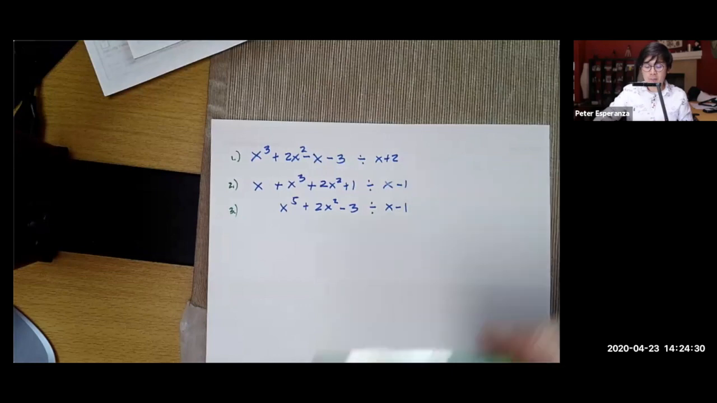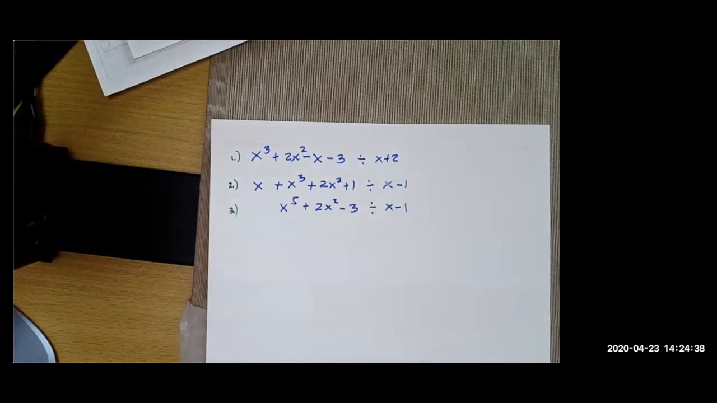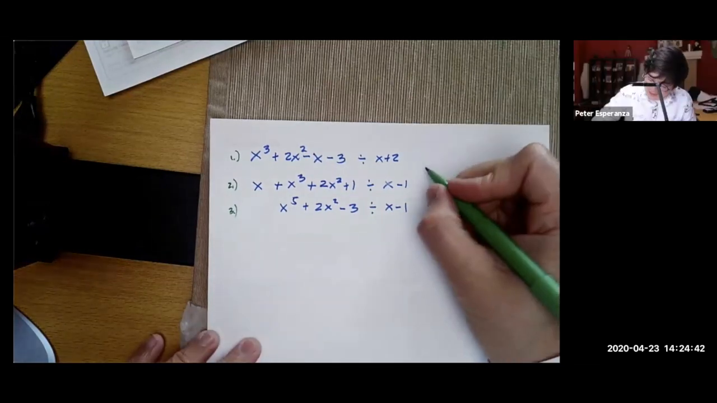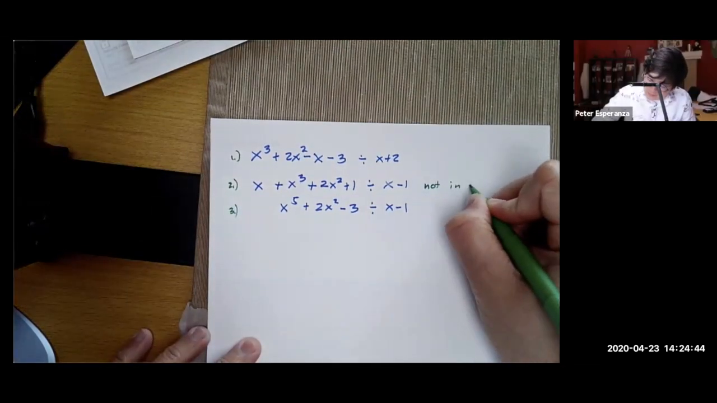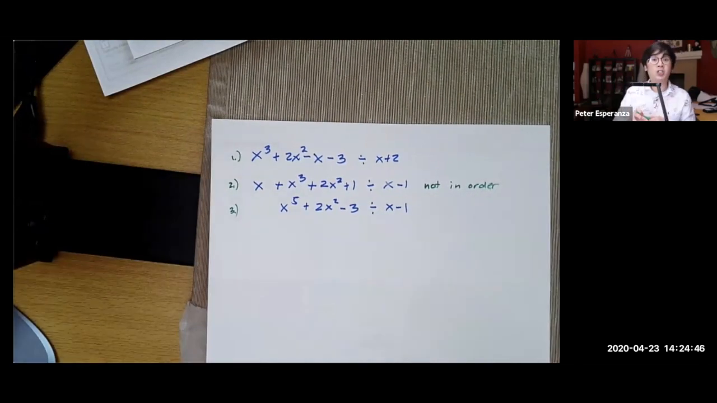Let's start with number 2 compared to number 1. What is the big difference on their exponents? Ordering. Yes. They're not in order, or they're not in standard form. Because in standard form, the highest exponent comes first and then the constant at the very end. So that's one difference that I want you to see in problem number 2.